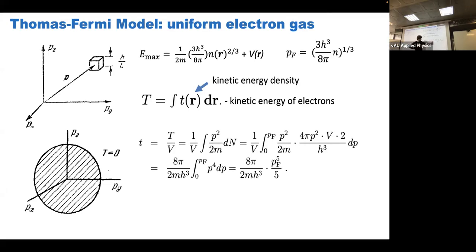I will take all this 2m for p here from the integral, and I will get a rather simple integral: p to the power of 4 dp, integral from 0 to pF. So it's an integral over all the space filled by electrons, with some constant before it. And I'll get this kinetic energy density of electrons, of each electron inside this square. Then, of course, I can substitute pF here and get this kinetic energy density from electron density.